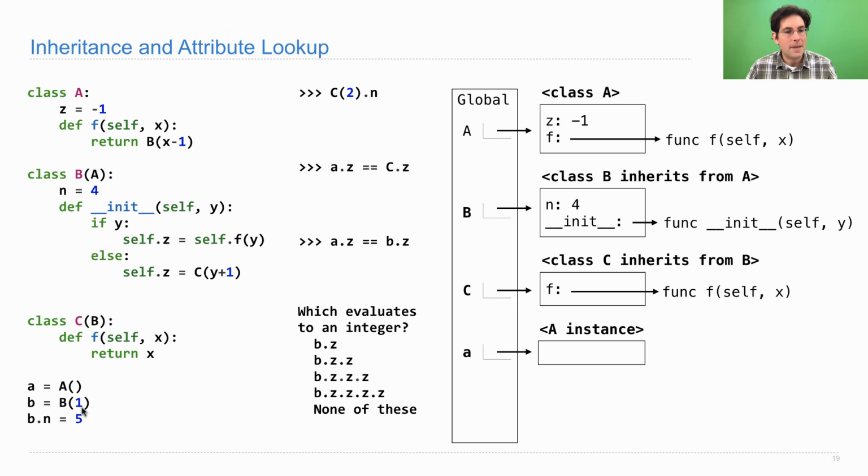Now we create B of 1. Calling B introduces a new B instance, and the init method for B is called automatically with self bound to the instance and y bound to 1. And then we have some expression about self.z, which depends on y. So since y is a true value, we're going to call self.f on y. Which f does it call? Well, B doesn't have any f, so then it looks in the base class and calls this f, which creates another B. Oh my goodness, that's complicated.